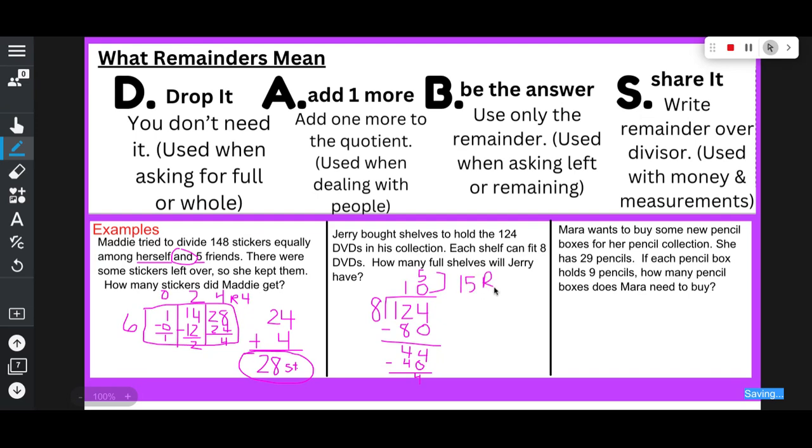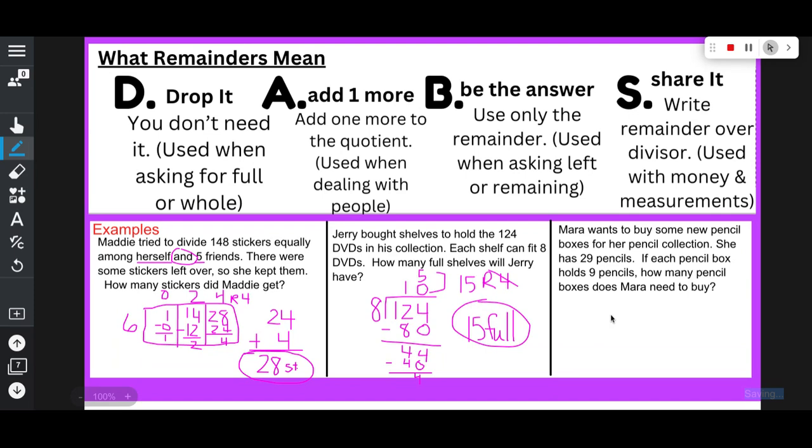So now we got to read the question and find out what the remainder might mean to this answer. How many full shelves will Jerry have? Well, we're going to have 15 full shelves, and we're going to have 4 on one more shelf. So we cannot count this 4. We have 15 full shelves. So in this case, the remainder was not part of the answer. All right, moving to our last one.